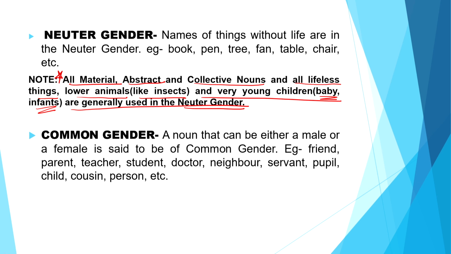Now, moving on, next is common gender. A noun that can either be a male or a female is said to be of common gender. For example, friend, parent, teacher, student, doctor, neighbor, servant, child, cousin, etc. So, these are all your common gender. Suppose, for example, you are talking about a teacher. It can refer to a male teacher or a female teacher until and unless you specify whom you are talking about. So, these are all your common gender.